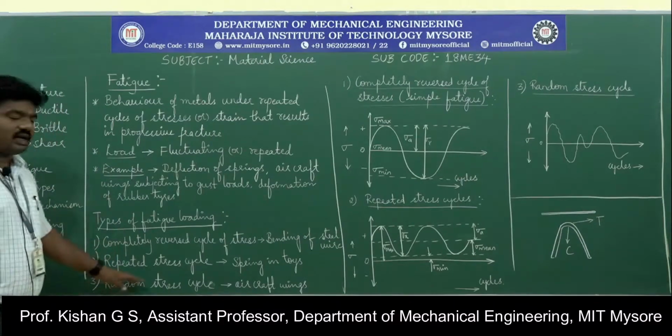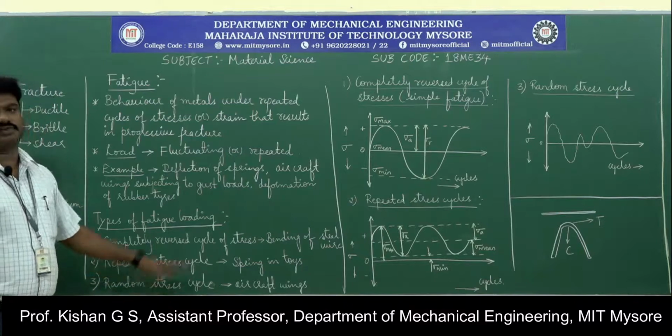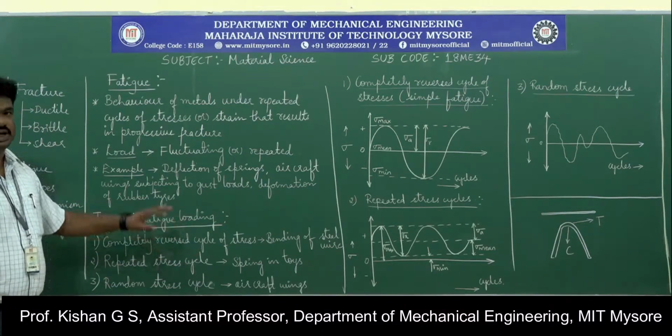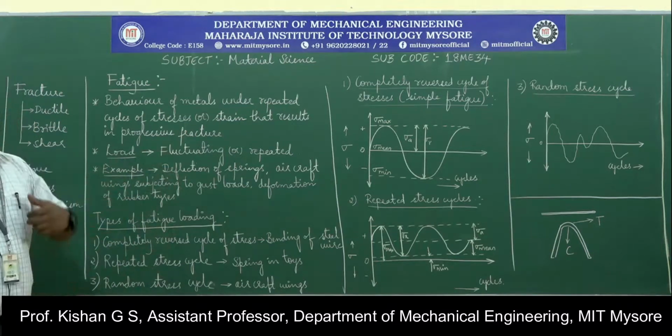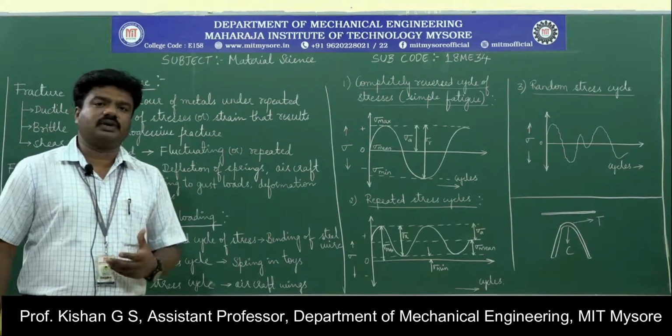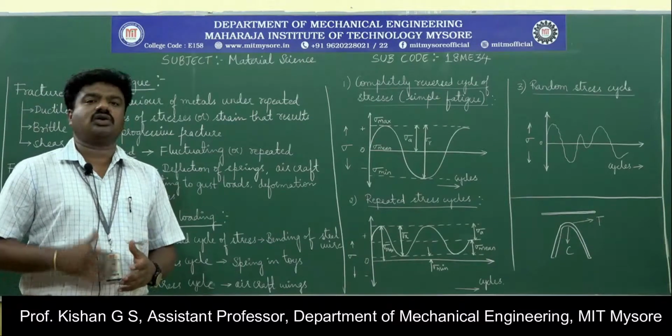The last one is the random stress cycle type of behavior, wherein the fatigue loading condition is irregular. This is the example we considered for the aircraft wings, wherein the application of load will be completely irregular or not normal.